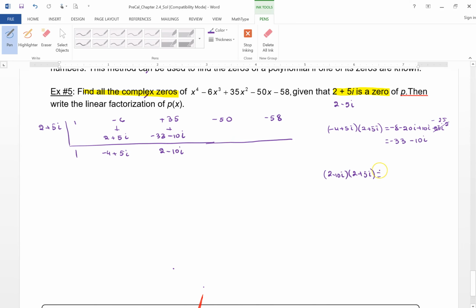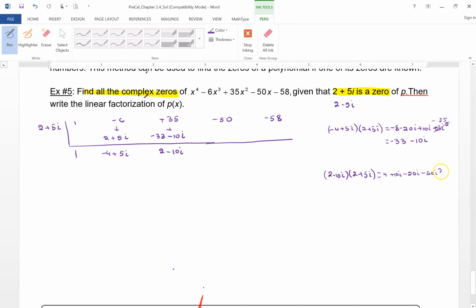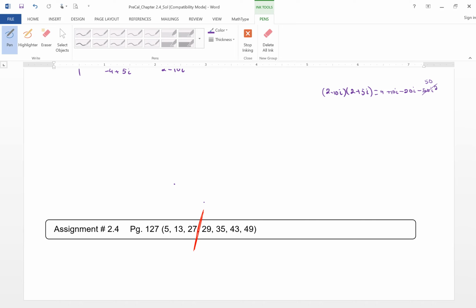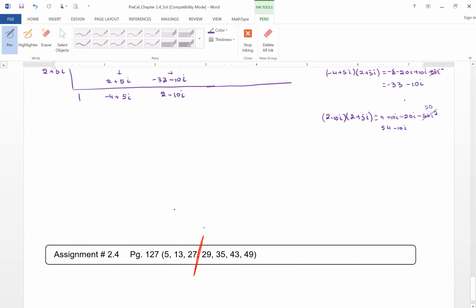When I multiply, I get 4 plus 10i minus 20i minus 50i squared. The minus 50i squared turns into positive 50. So that means I have 54 minus 10i. I go back there.